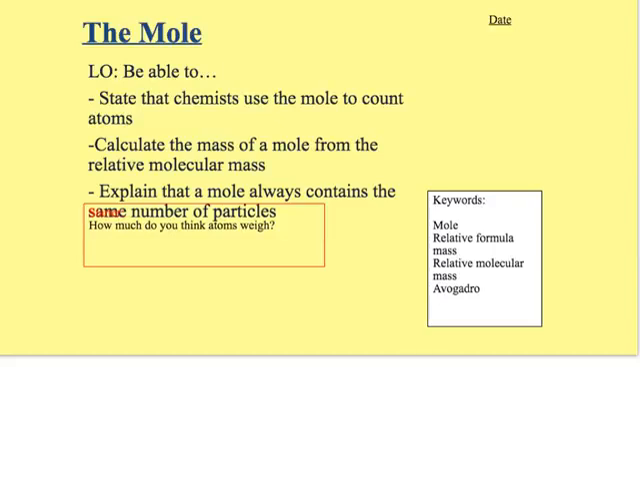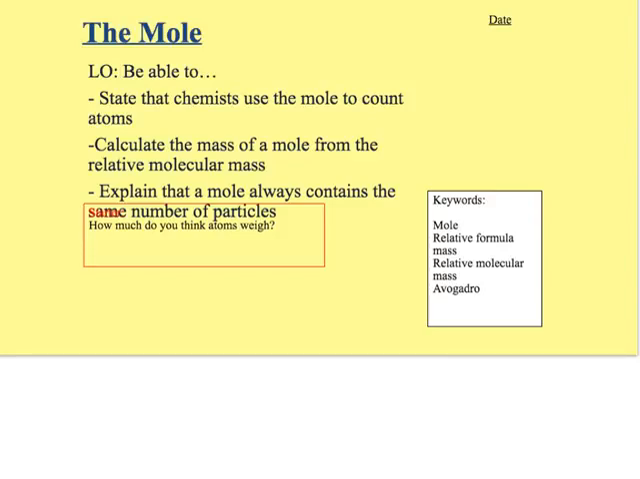This is lesson 5 in the quantitative chemistry section. This lesson is about something called a mole, which is not a small furry thing that lives in the ground, at least not for a chemist. To a chemist, it's a unit, and we use it to count numbers of atoms. Okay, so we're going to be able to state that it's a way of counting atoms.